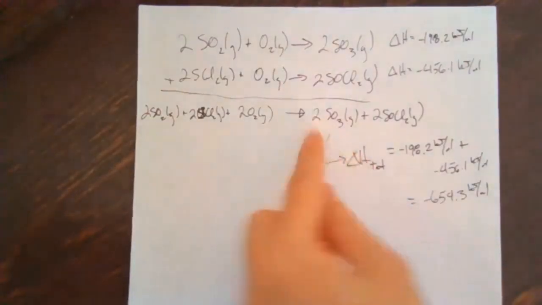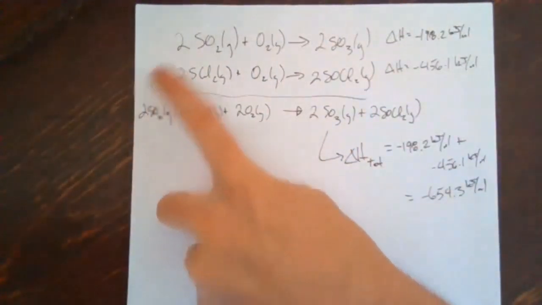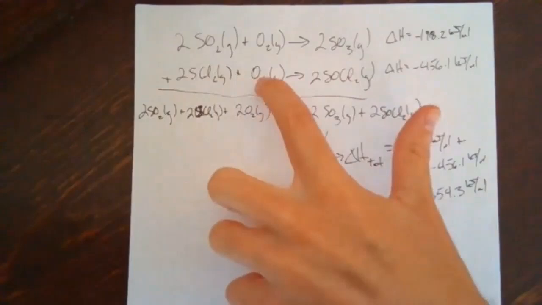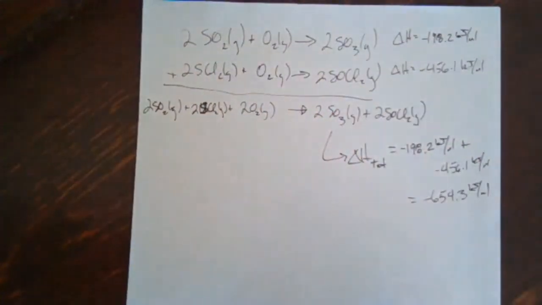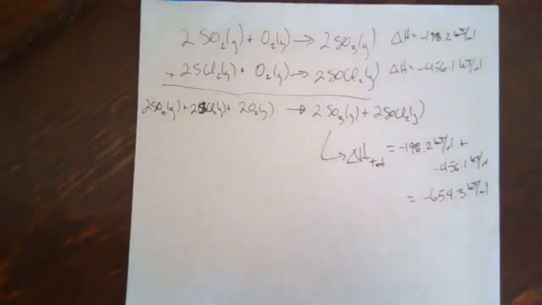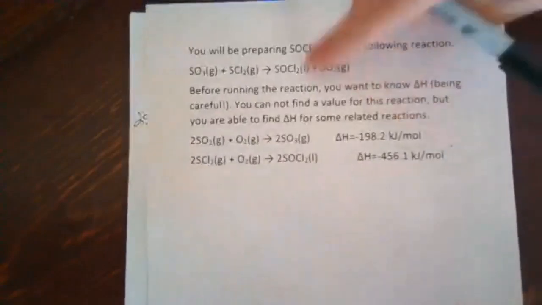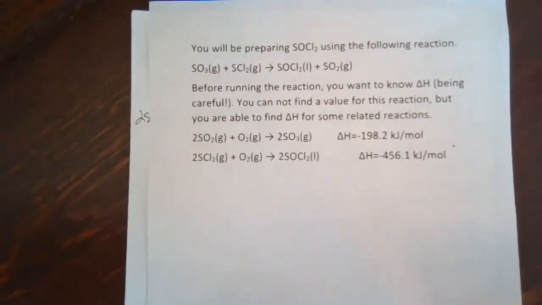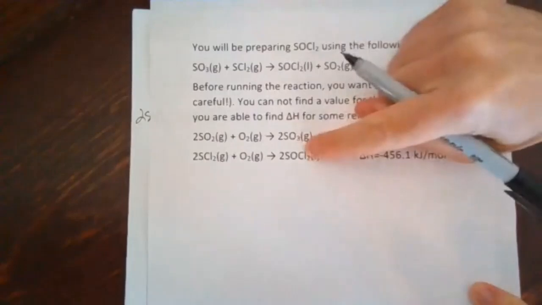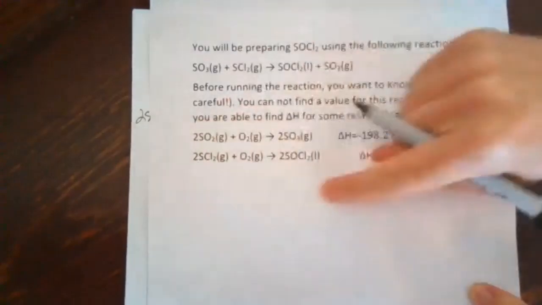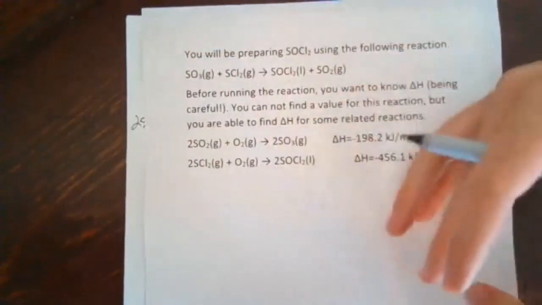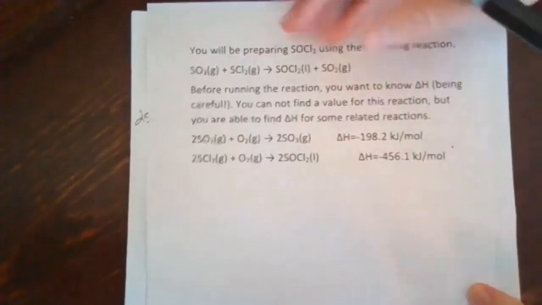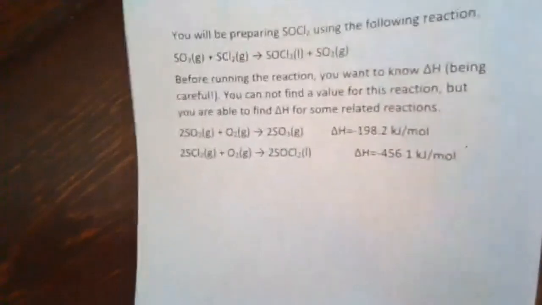And if that is what you wanted, if you were interested in doing the reaction of SO2, SCl2, O2 to make SO3 and SOCl2, you now have the delta H. But importantly, that is not our target reaction. So we want to be careful. The gut instinct that everyone has when you see these two is to just add them together. And we do need to add reactions together, just not these reactions. We need to think about how I can change these into a form that when I add them together will give me what I want.